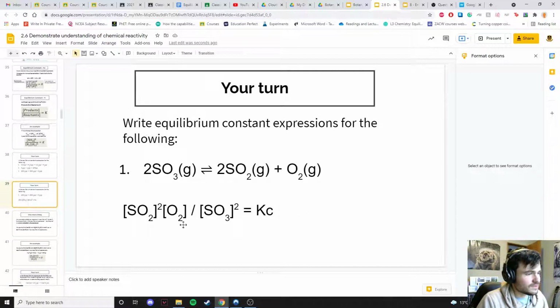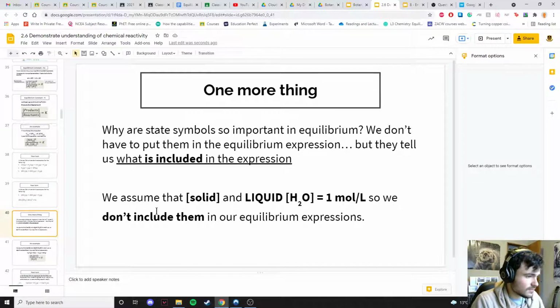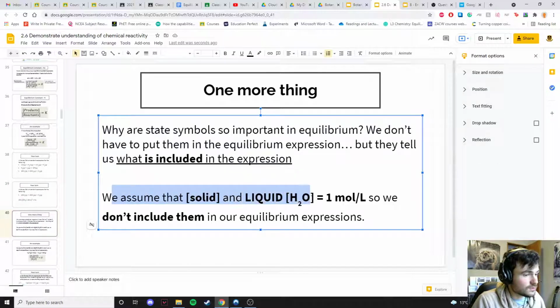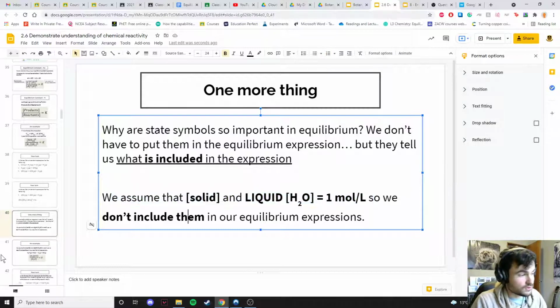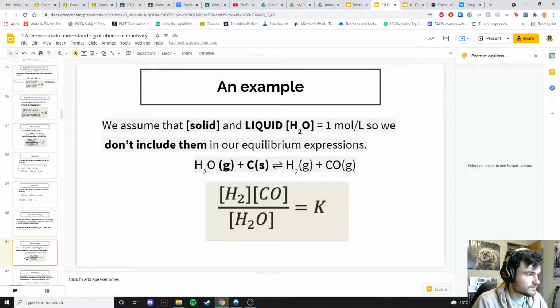The reason why we leave it out is because it's just going to be 1. If it's 1 to the power of 2, that just makes 1. And if you're dividing something by 1, it doesn't change the equation at all, so we just leave it out. So we assume that solids and liquids are 1 mole per liter, so we do not include them in our equilibrium expression. Here is an example of this.